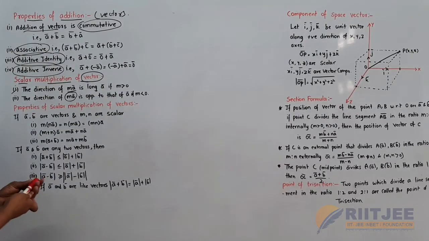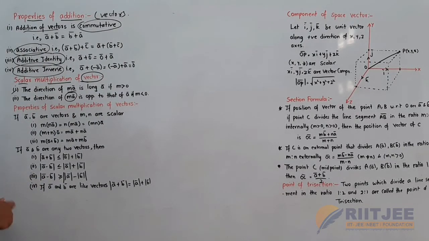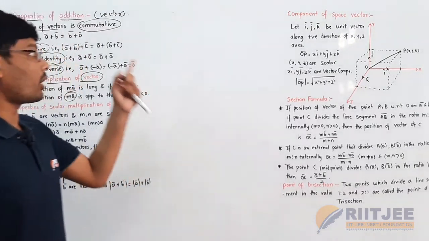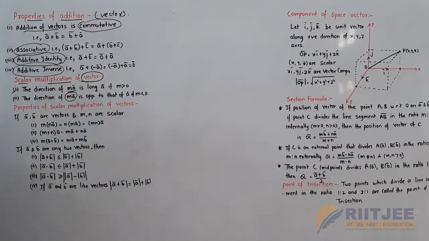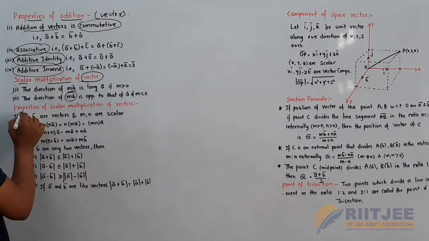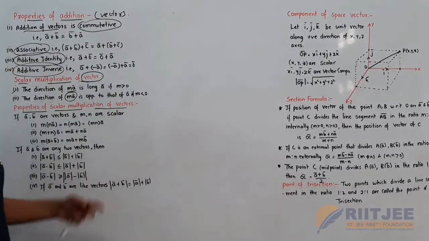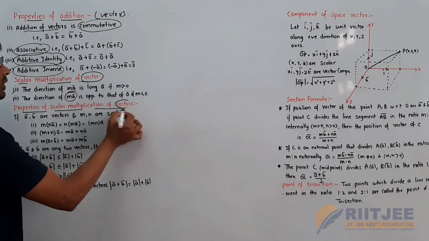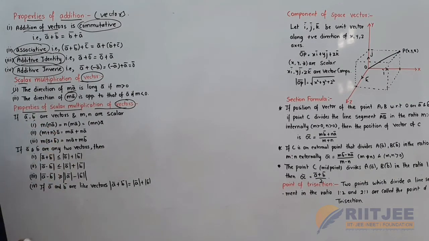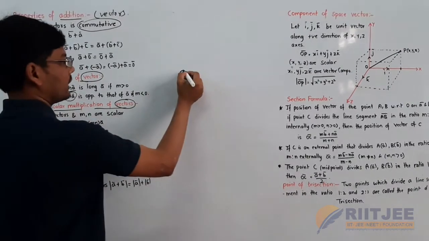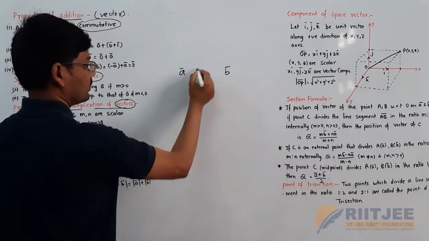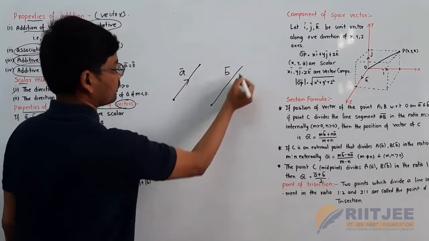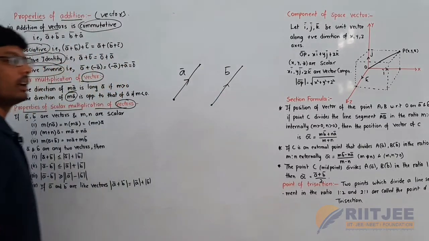Now properties on scalar multiplication of vector. Already we discussed addition of vectors and their properties. Now the scalar multiplication properties. What is scalar multiplication? Now the properties of scalar multiplication of vectors here. So the first one, if a, b are two vectors, a bar, b bar, this is one vector, this is one vector, this is a directed line and this is also a directed line. Every directed line will be a vector here.